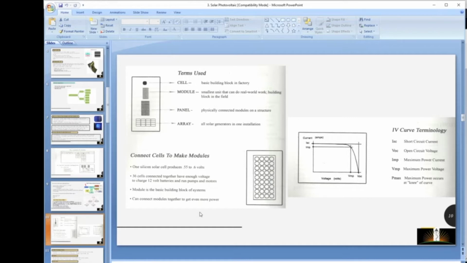One is ISC, short circuit current. This is the highest amount of current that the panel can generate in any condition. Even if the panel is damaged, even if there is any leakage, this is the maximum current. So we need to design the protection system according to this ISC.